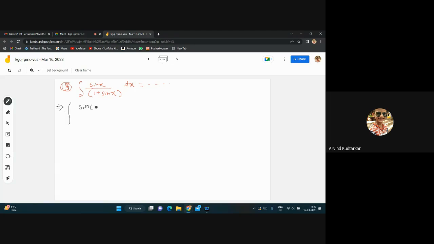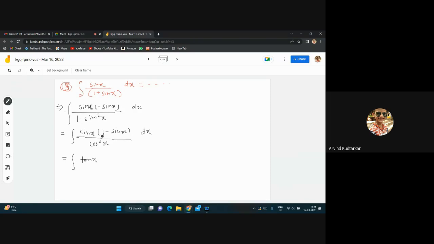Sin x into 1 minus sin x upon 1 plus sin x into 1 minus sin x means what? 1 minus sin square x, into dx is there. Okay. So 1 minus sin square x is what? Cos square x. So sin x into 1 minus sin x upon cos square x into dx. So that is equal to sin x into 1 upon cos square x. So integration of sin by cos will be tan x.